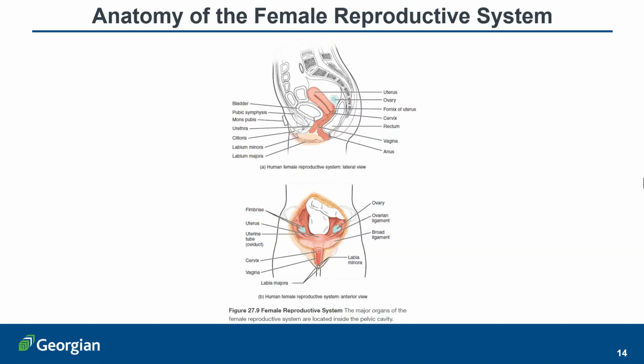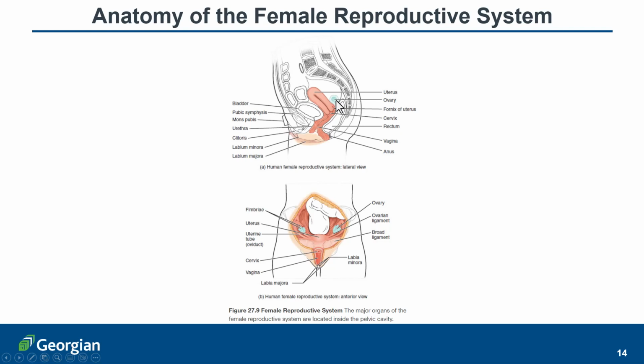Let's first start off by discussing the anatomy of the female reproductive system, which is very different, obviously, than the male reproductive system. So here it is in a lateral or sagittal view. The primary female reproductive organs are the ovaries that are just visible over here, but the view of the ovaries is better seen in the anterior view rather than the sagittal view, but the ovaries are here.